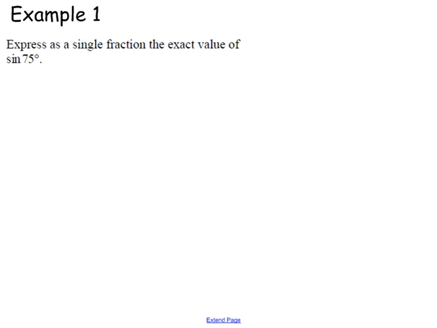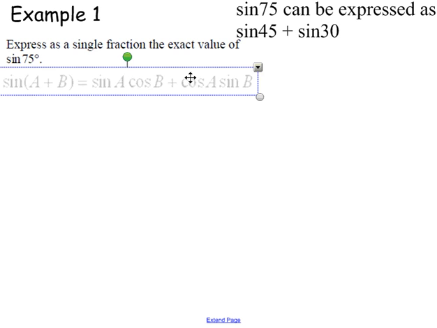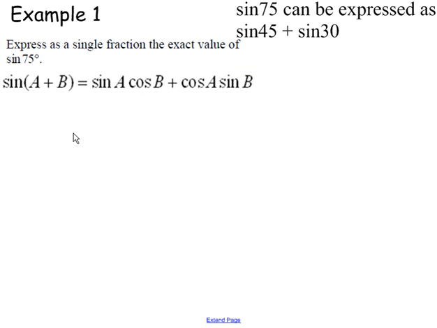Express as a single fraction the exact value of the sine of 75. All right, so look, sine of 75 can be expressed as the sine of 45 plus 30, because 45 plus 30 is going to give you 75. So since I can express 75 as a sum of 45 and 30, I can use the sum formula to find the exact value by writing it like this: sine of 45 plus 30.